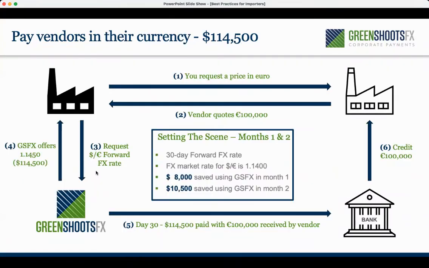So on the next slide, our recommendation is that you, number one, request a price in euro. And in doing so, the vendor will quote you 100,000 euros, which is what they've always wanted. Rather than speaking to your bank and receiving a wide foreign exchange rate, you'll talk to us at Green Shoots FX, and we'll provide you with a forward rate for 30 days or whatever the term is that you've agreed with your vendor. But in our example, we're talking about 30 days.